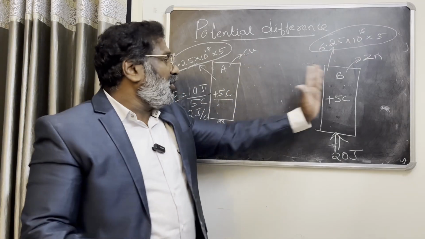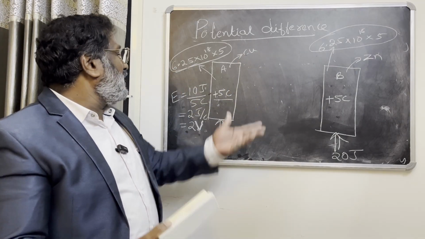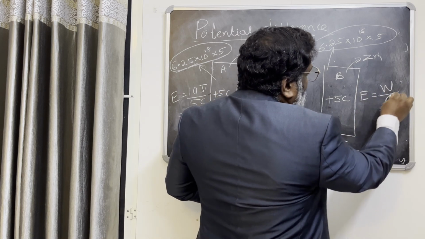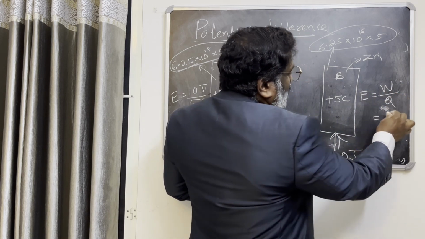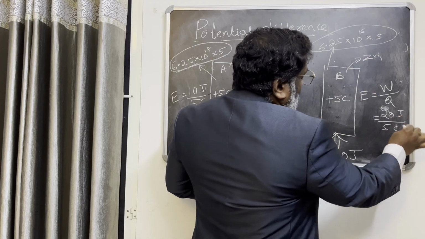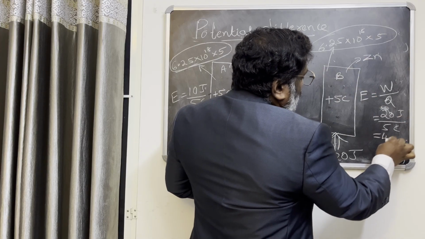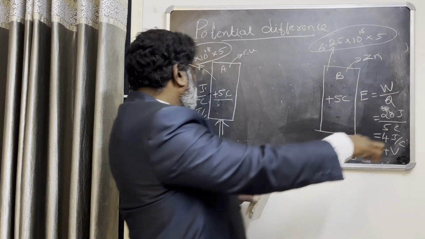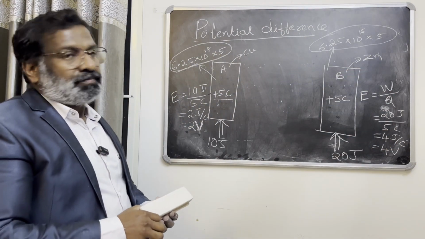Now come to the case of B. How much will be the electric potential? Electric potential equal to work done divided by charge. So what is the work done? 20. What is the charge? 5 Coulomb. So 20 by 5, 4 joules per Coulomb or 4 volts. So electric potential here is 4 volt.